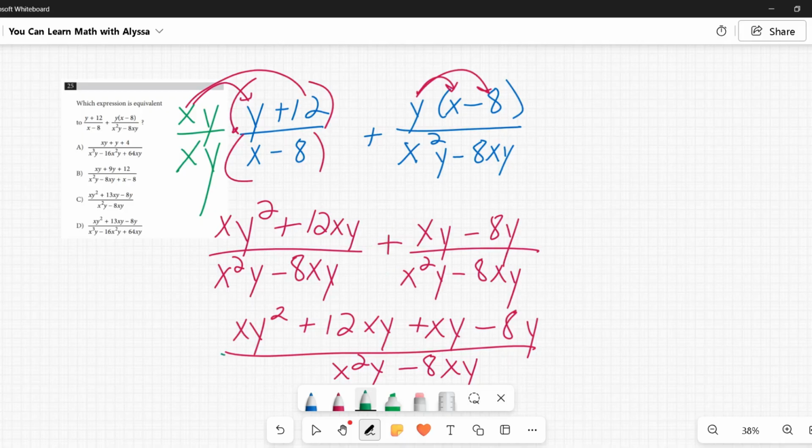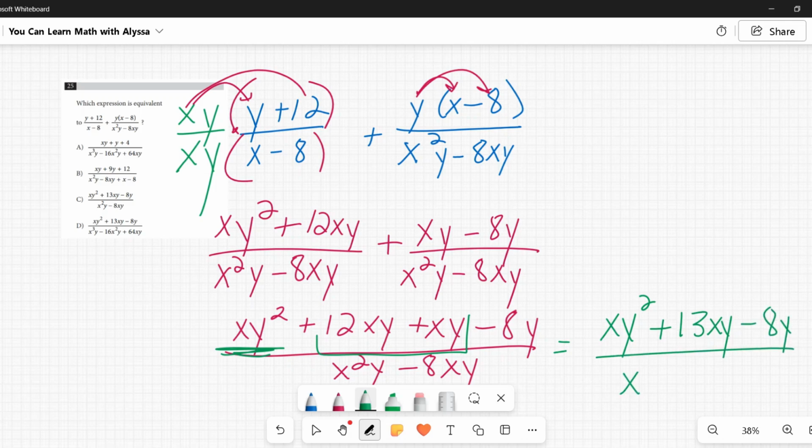Okay, there's only one xy squared, so it doesn't change, it just stays xy squared. Then 12xy and 1xy. How many xy's do I have? I have 13 xy's, and then that minus 8y, it just stays the same. You have that x squared y minus 8xy on the bottom. And so xy squared plus 13xy minus 8y over x squared y minus 8xy, and that is C.